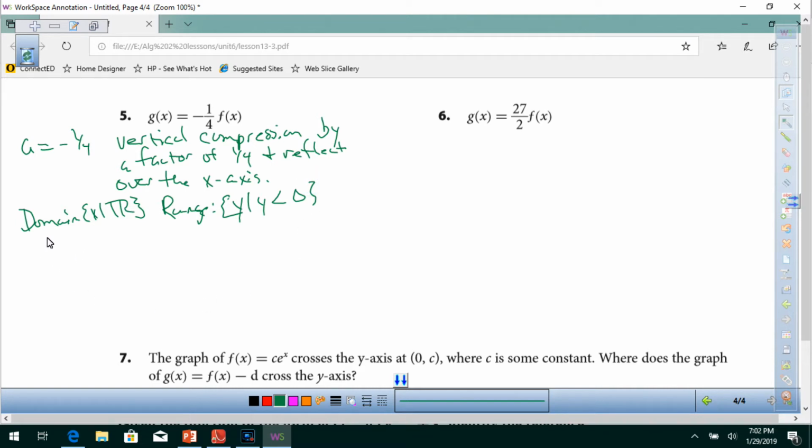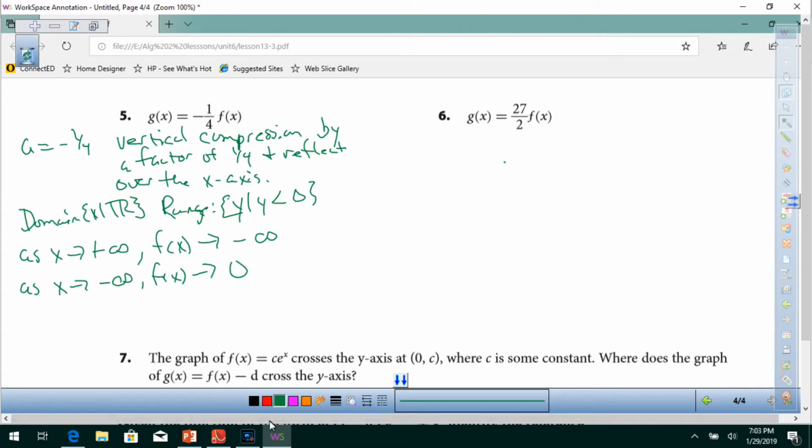What about the end behavior? As x approaches positive infinity, what does f of x do? Approaches negative infinity, because now it looks like this. It's going down instead of up. All right. And as x approaches negative infinity, f of x approaches 0.